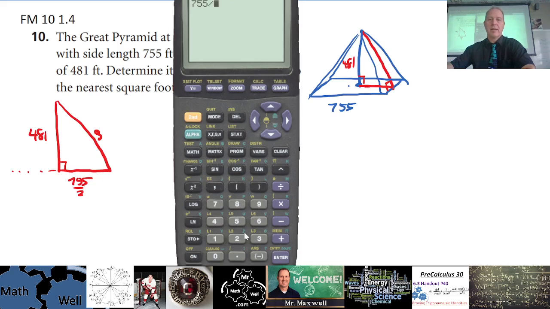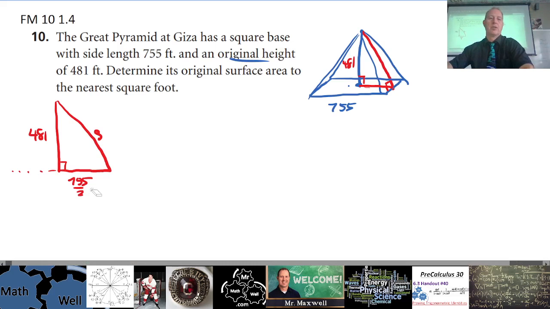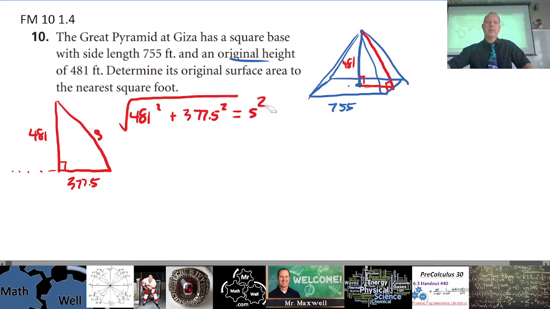755 divided by 2 is 377.5. I'm going to try to do this quick. So 481 squared plus 377.5 squared equals S squared, or the square root of all of this equals S.